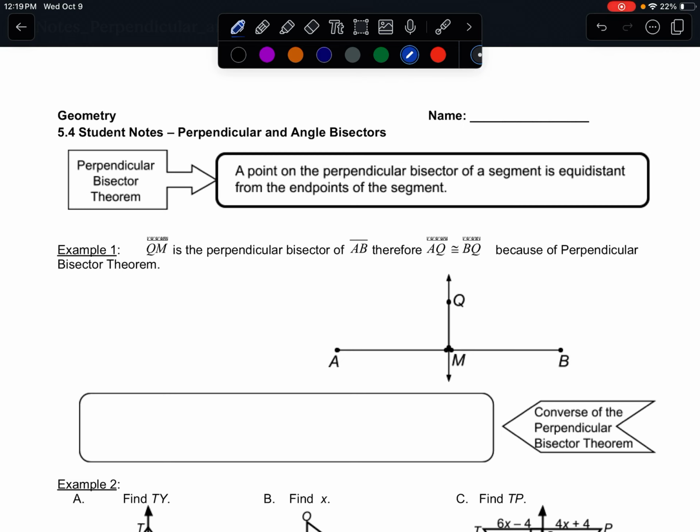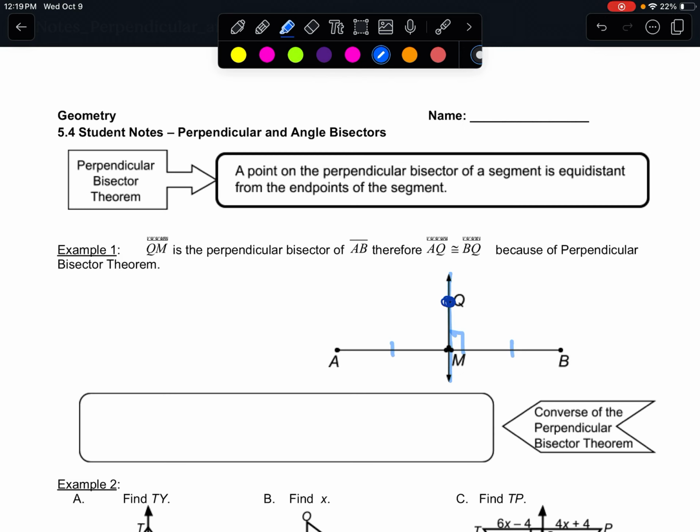So we are on perpendicular and angle bisectors. First, we'll talk about the perpendicular bisector theorem. This is a point right here on the perpendicular bisector. This is my perpendicular bisector right here. And notice it is perpendicular and it cuts a segment AB in half.